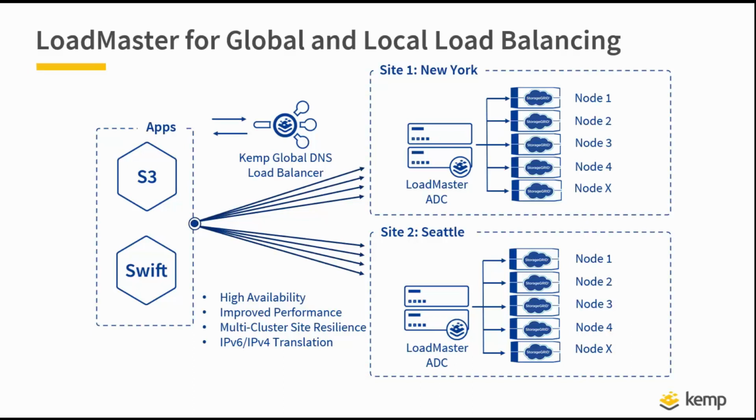Now, taking a step outside of those sites, Kemp's global DNS load balancing is leveraged to direct traffic across the physical sites, providing that resilience. This could be a dedicated pair of LoadMasters for global distribution role, or the existing local load balancers in New York and Seattle could also be used. The scheduling or distribution of traffic across these sites can be delivered in many different ways.